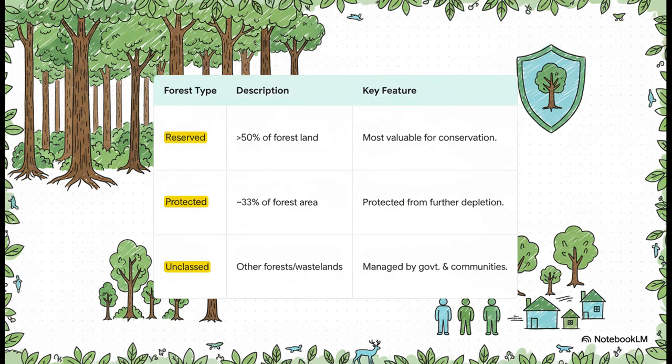Okay, everyone, I need your full attention here. This slide is extremely important. A question on the different types of forests is asked very often. So let's look at the table. We have reserved forests. They are the most valuable and make up more than half of our forests. Then we have protected forests. That's about 1/3, and they are protected from being cut down any further. And finally, you have unclassed forests, which are managed by both the government and local people. Make sure you understand the difference between these three.